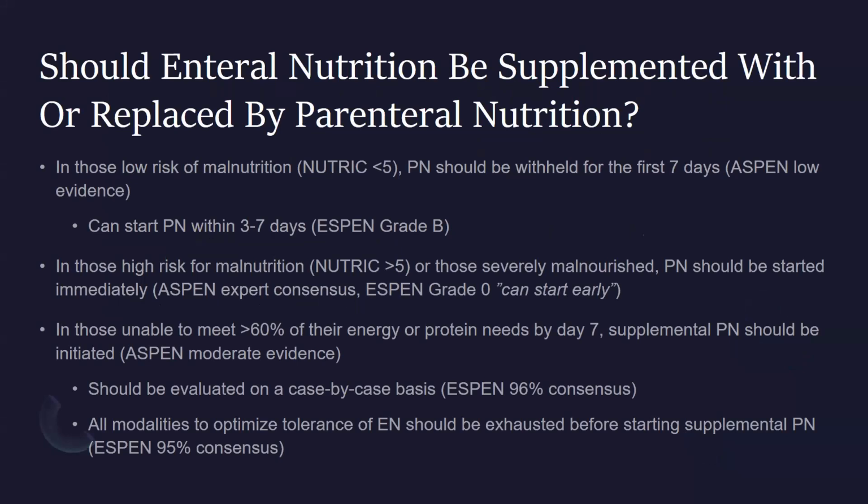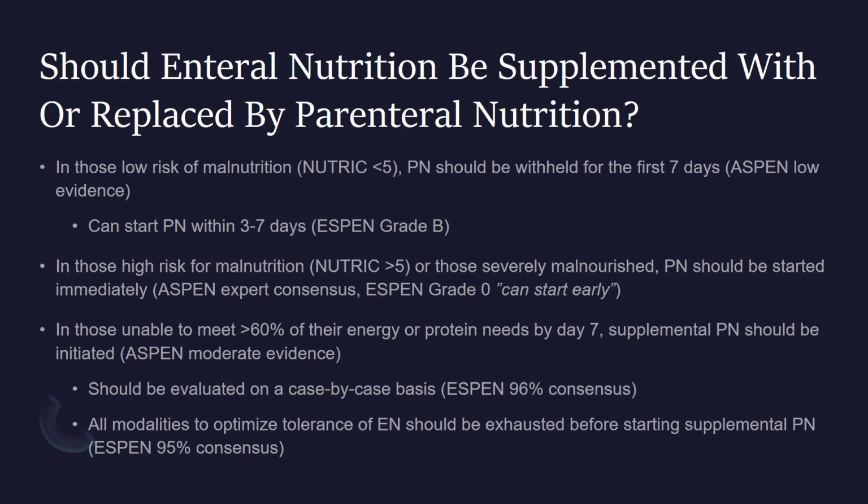They essentially say that in those at low risk of malnutrition, so that Nutrix score again, less than 5, you shouldn't be starting any parenteral nutrition within the first 7 days that the patient's there. The Europeans put this at 3 to 7 days. The Americans say 7 days.